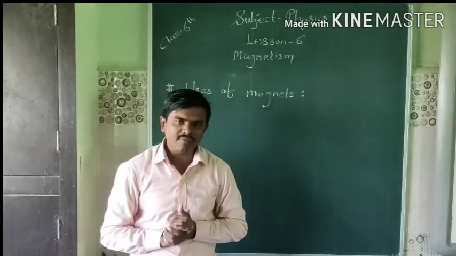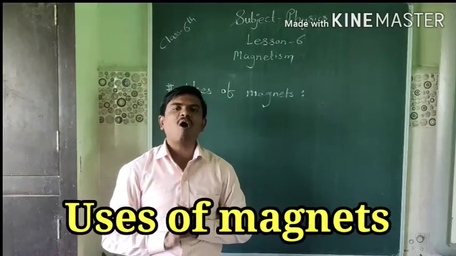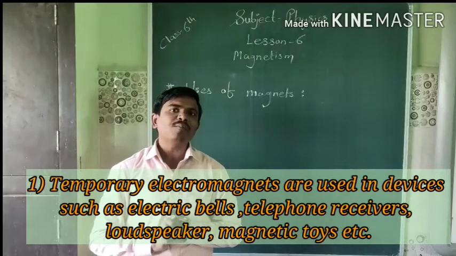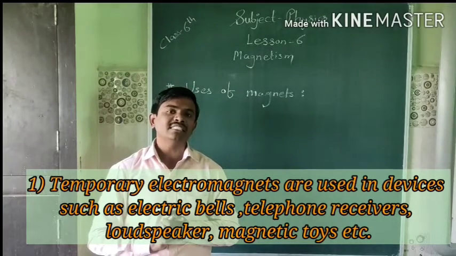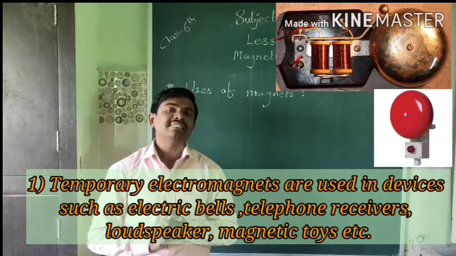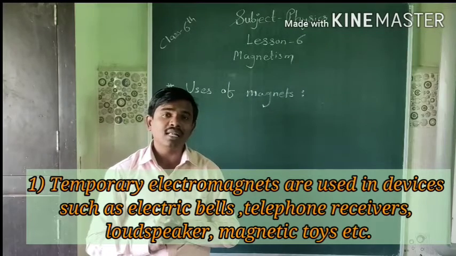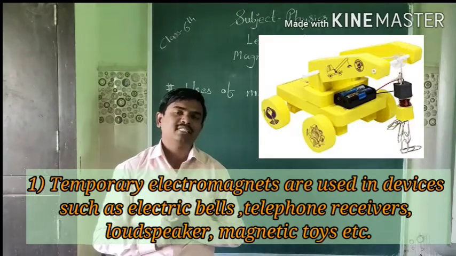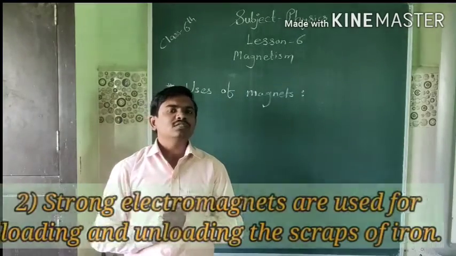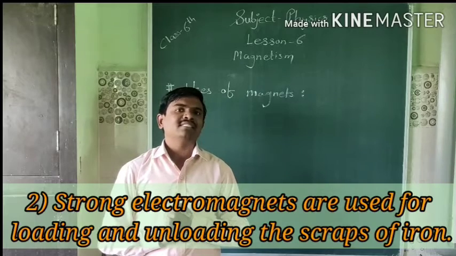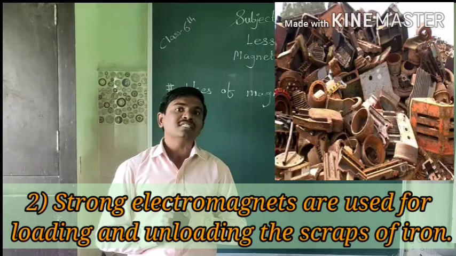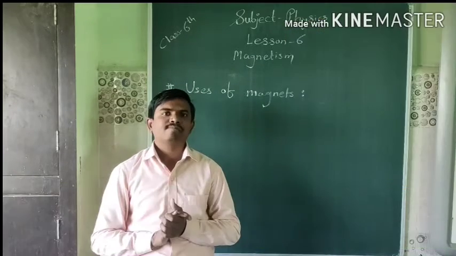Now students, I will teach you uses of magnets. Students, temporary electromagnets are used in devices such as electric bell, telephone receiver, loudspeaker, magnetic toys, etc. And students, strong electromagnets are used for loading and unloading the scraps of iron.